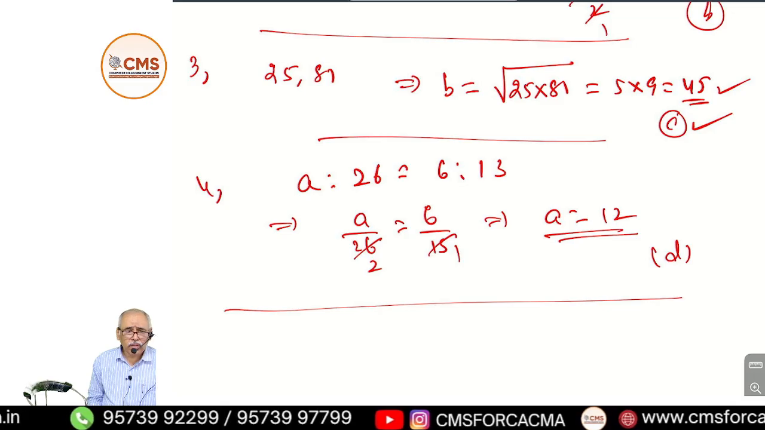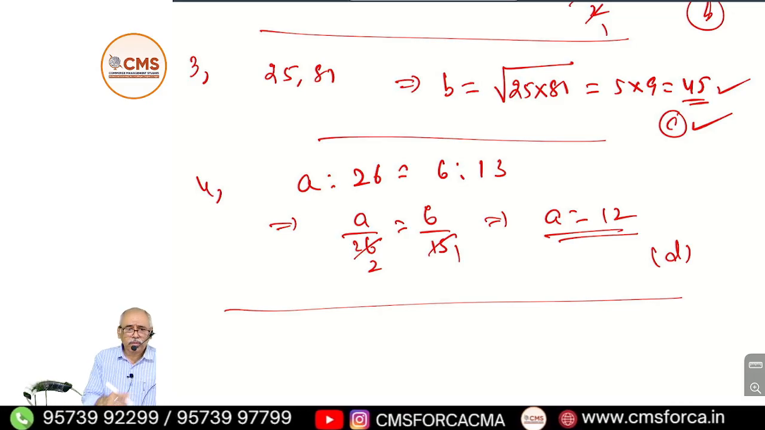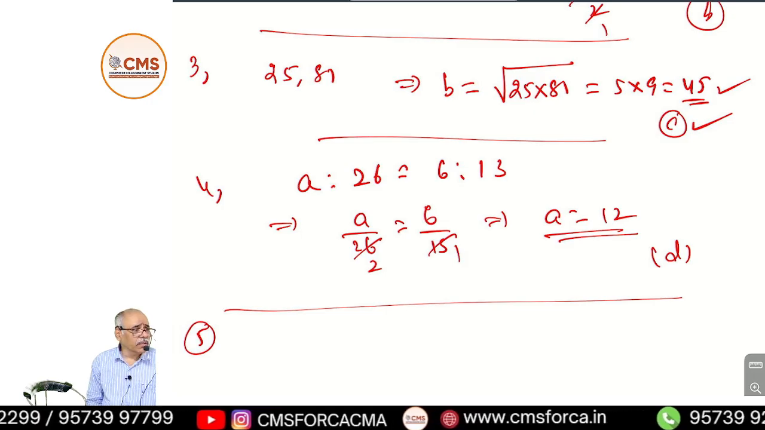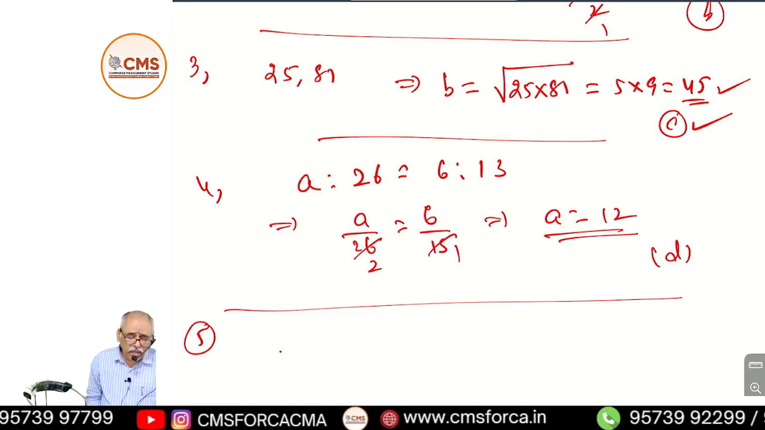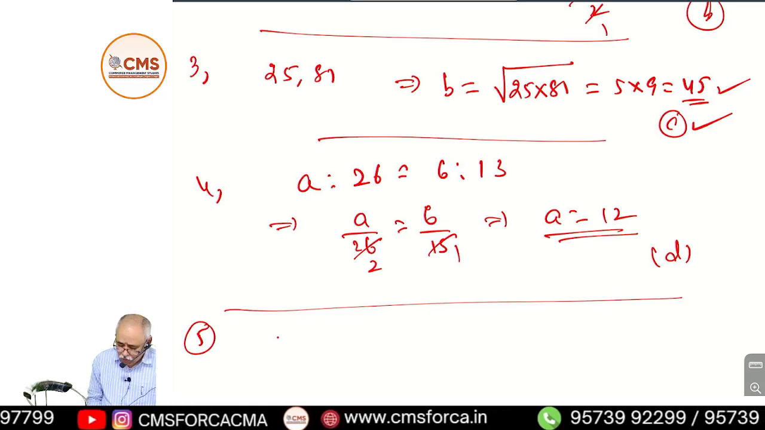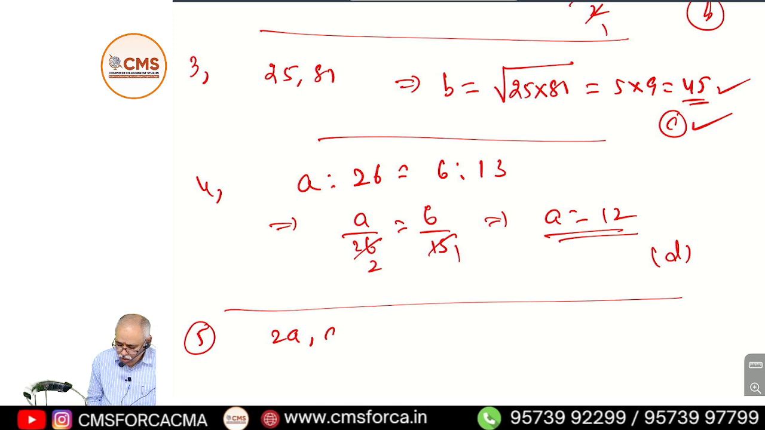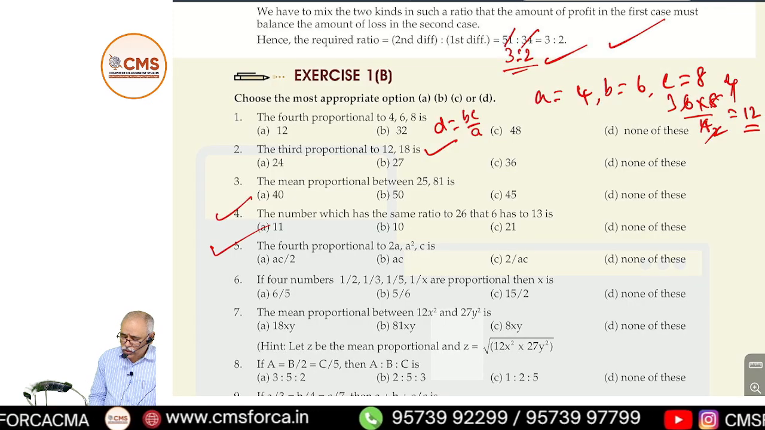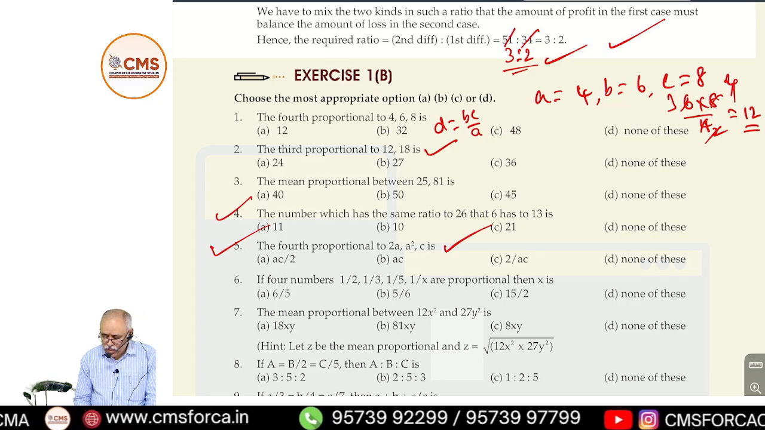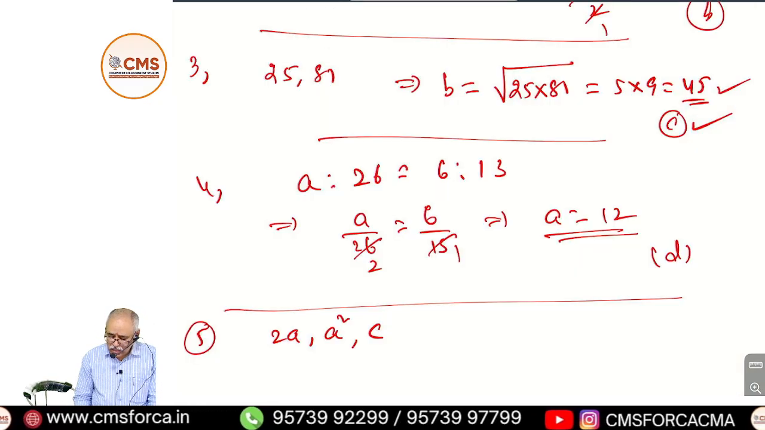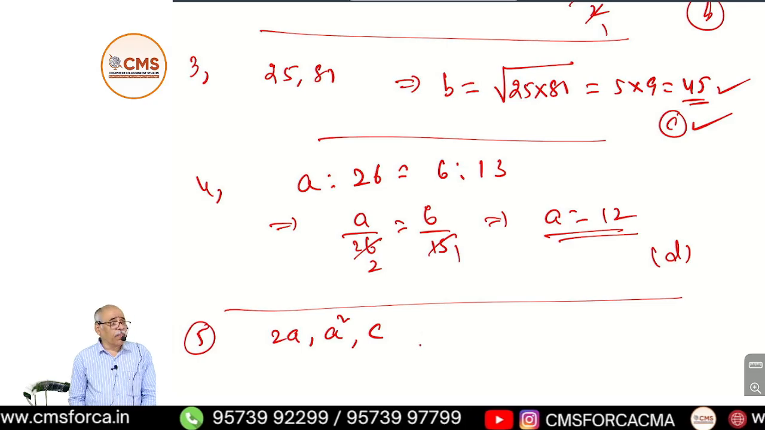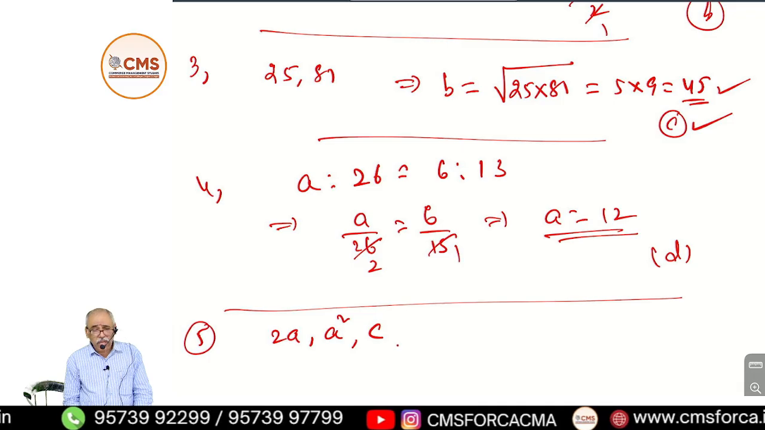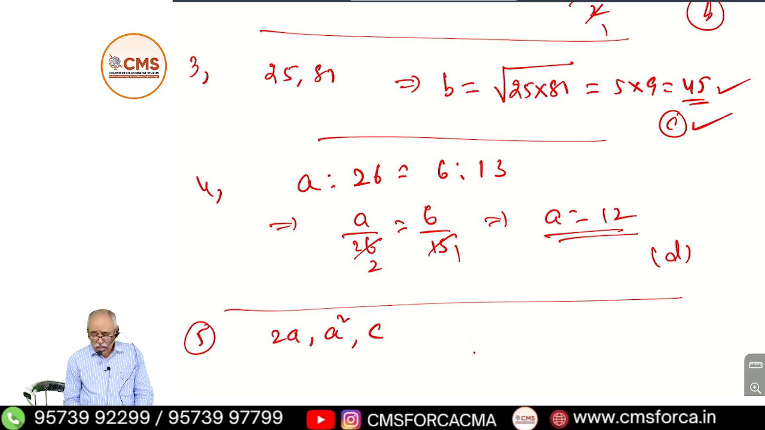Any doubt? Girls, any doubt? Next, fifth one. Boys, any doubt in this question? No, next question. Fourth proportional to 2a, a square, c. What is the fourth proportional? D is equal to BC by A.